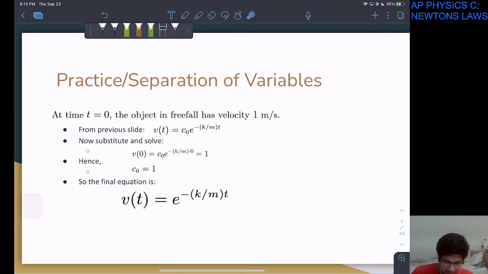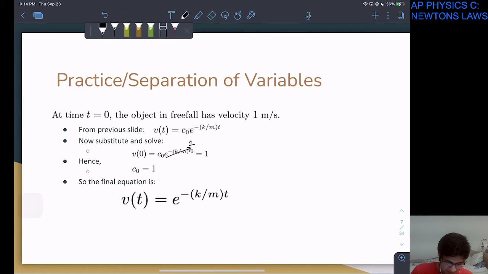And now we want to substitute in our known fact. You can think of it as an initial condition that v of 0 is equal to, we substitute in 0, and then e to the power of 0 is 1. All right, so you end up getting c0 is equal to 1. So this term here goes to 1. So you get c0 is equal to 1 when you simplify.